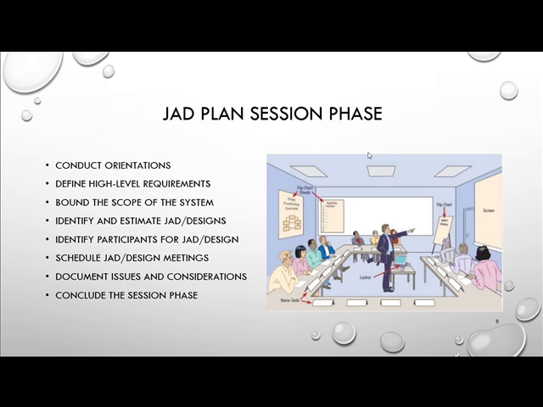Bound the scope of the system. Once the requirements are gathered, they are organized and the scope of the system to be built is established. In this step, participants should ensure the product is sufficient to meet the objectives, but be careful not to make it too large, which could incur more cost and increase complexity.